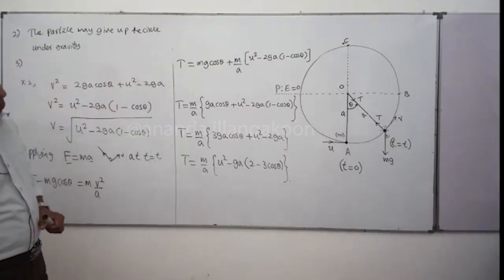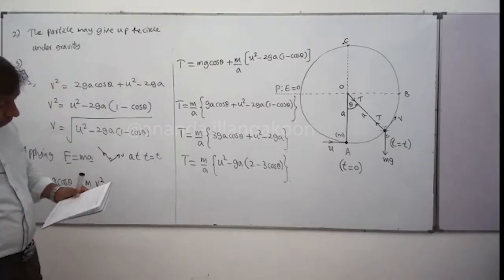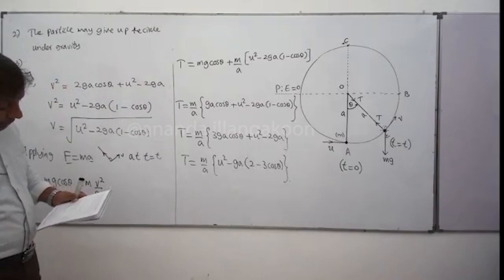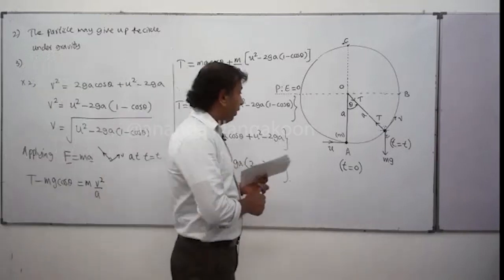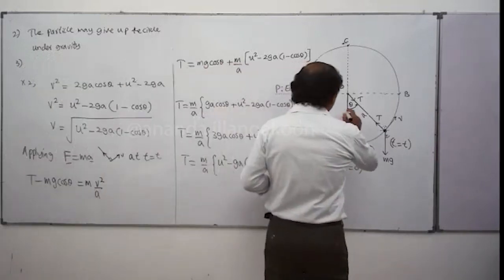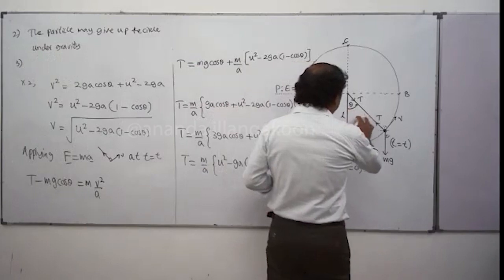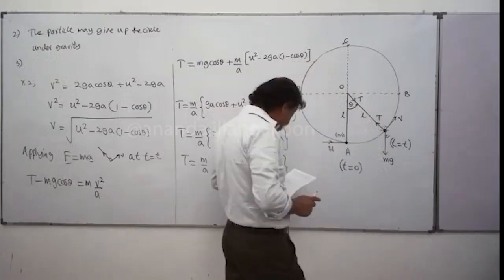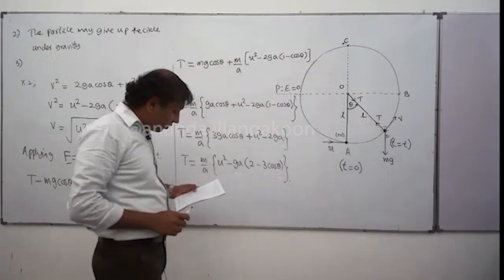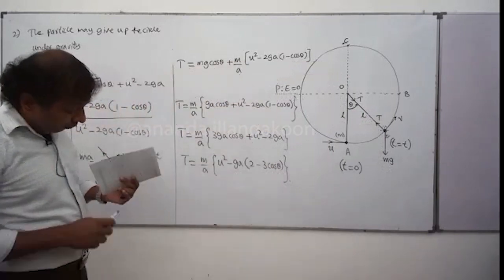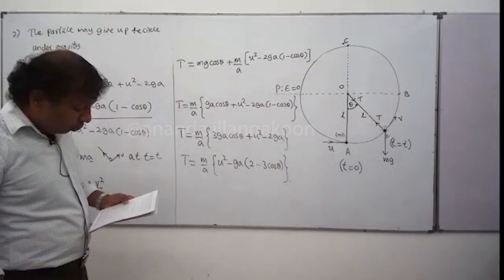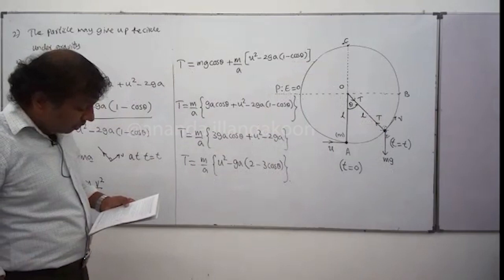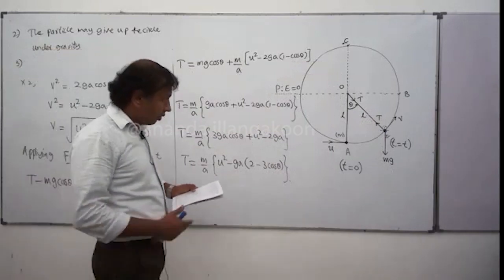Question number 11 says, a particle of mass m is attached to one end of a light inextensible string of length L. And the other end of the string is attached to a fixed point O. When the particle is at its lowest point, it is given a horizontal velocity u, this way.